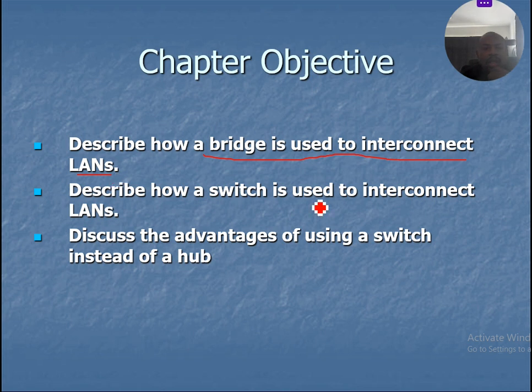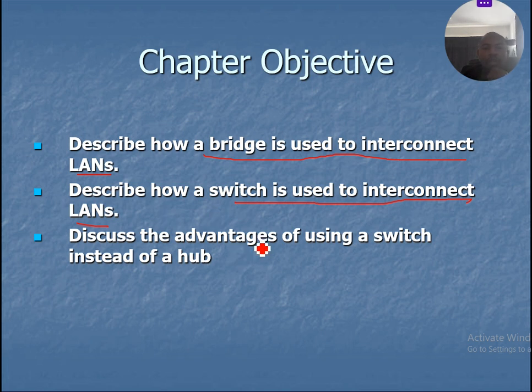Okay? Then another objective that we aim to achieve in chapter 5, section 1, is to describe how a switch is used to interconnect LANs. So the first part is to look at how a bridge is used to interconnect LANs. The second part is to describe how a switch is used to interconnect LANs.